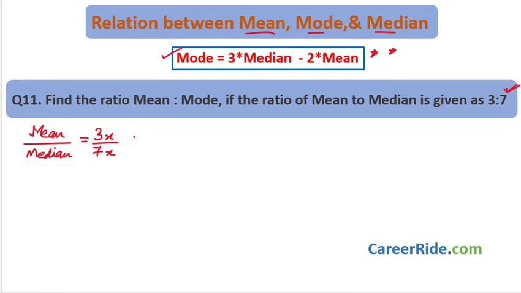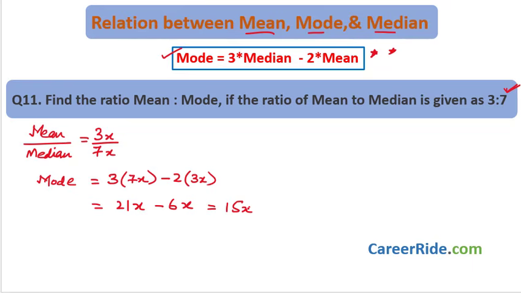We have learned this in ratios already, which means that mode from here becomes thrice of median, that is thrice of 7x, minus twice of mean. Twice of mean is 2 into 3x, right? So this gives me 21x minus 6x. This is equal to 15x, which means the value of my mode here is 15x.